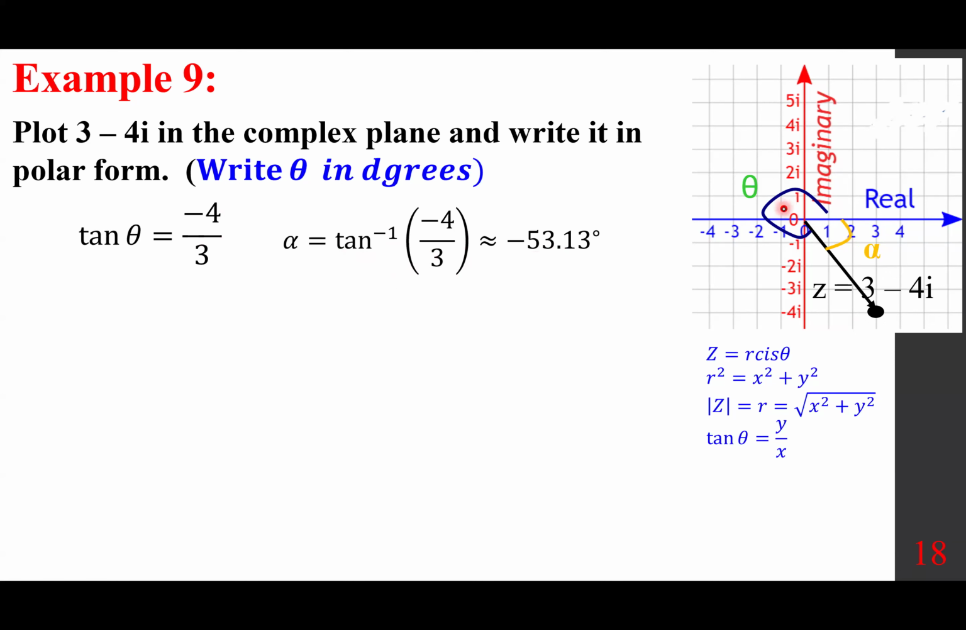So what is alpha? Just add 360 degrees. Theta is 360 minus alpha, and that gives you 306.87 degrees, everybody. Again, very straightforward.